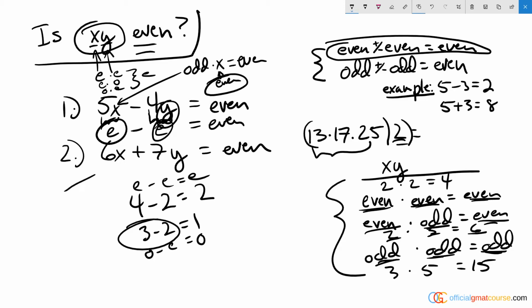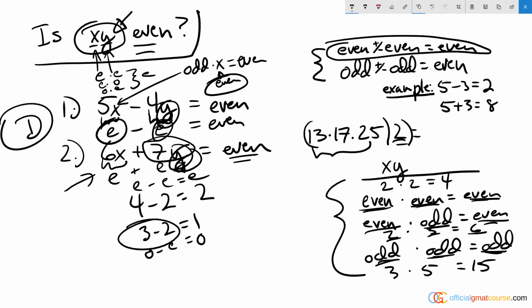But statement 2 here, we have the same sort of situation. We know we're getting an even answer out, and we know 6x is even, which means we have to add an even number, which means 7y is even, so y must be even. This on its own also tells us x times y is even, because x times an even number will also give us an even number. So each of these statements is sufficient on its own, and that is answer choice D.